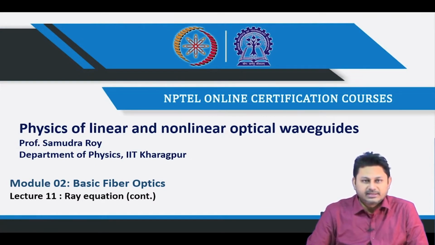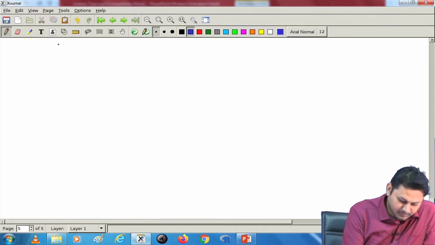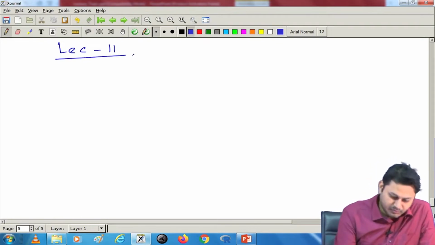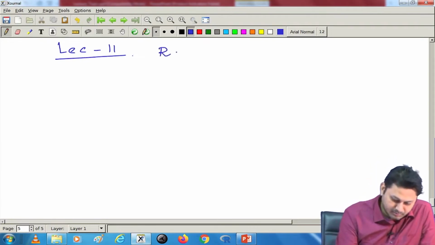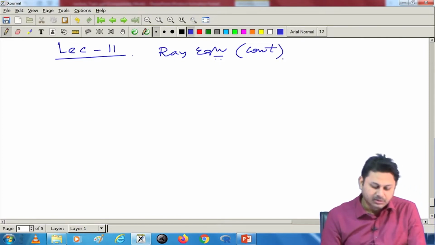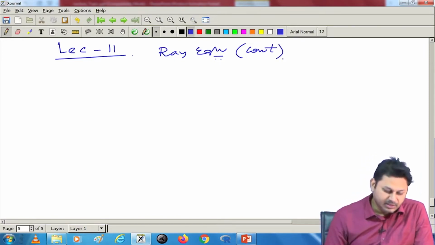So, today we have lecture 11, and today we will continue the concept of the ray equation and try to find out the ray path for a graded index profile. Lecture number 11. So, the ray equation is continued, the continuation of the previous concept of the ray equation.